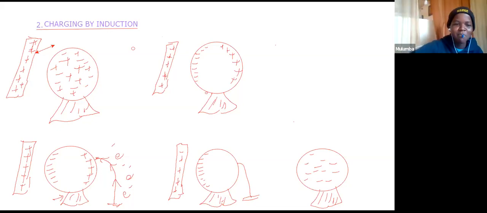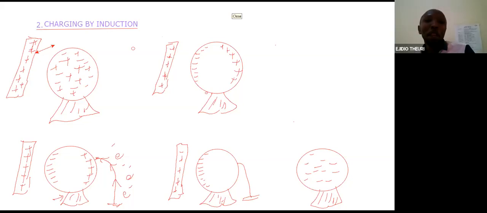Welcome. Let's go to Rene. Charging by contact. The last one now. Once you understand these, you cannot forget. Or is there someone who will forget this? Is there someone planning to forget this? No one should forget this. So let's go to the method, charging by contact.